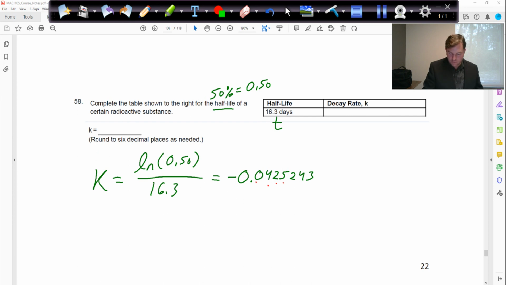one, two, three, four, five, 6, stand there, look at the right, it's not 5 or bigger, so you're just going to stay with the 4. So we would record the decay rate for this substance is 0.042524.